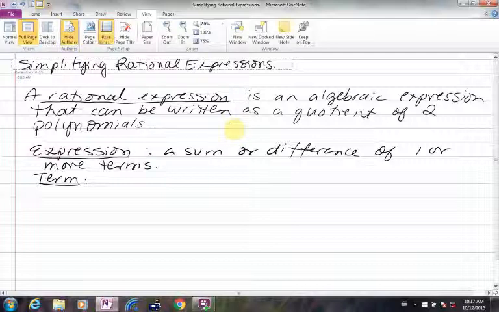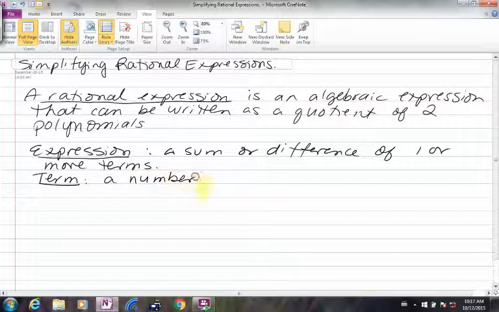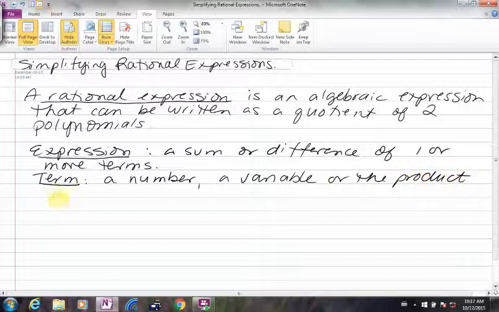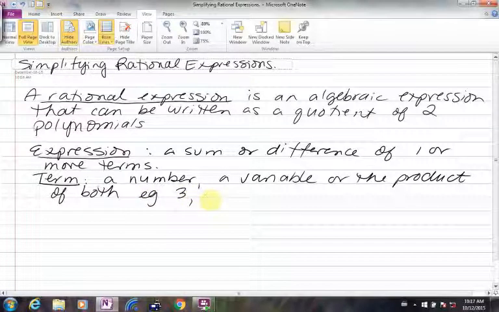Would 2x squared be a term? 2x squared would be a term, just like x. X would be a term. Or 2, right? This is like a little piece of the expression. Okay. So a term is a number, a variable, or the product of both. So for example, you could have a number like 3.